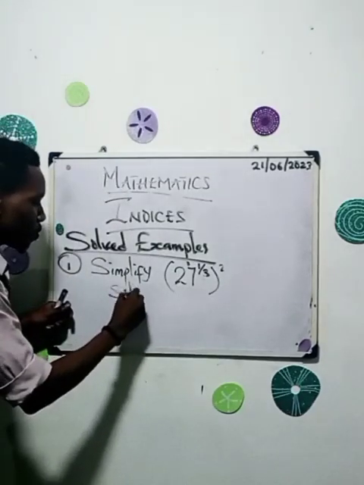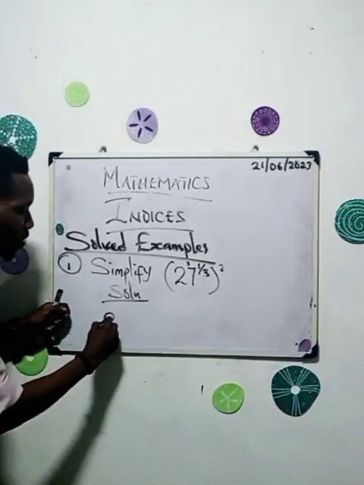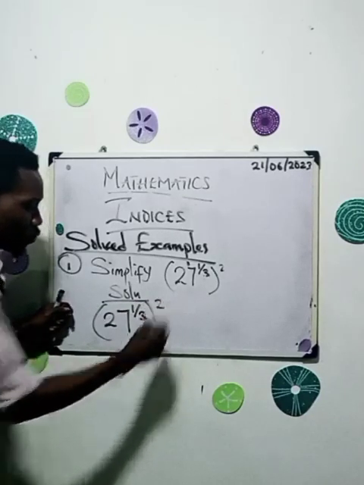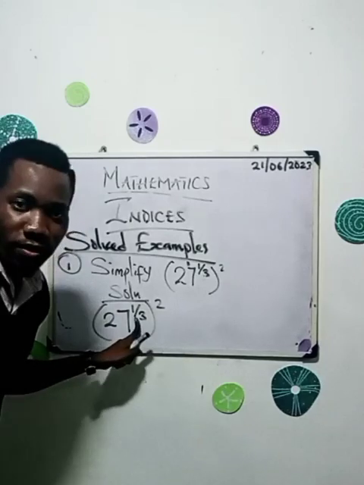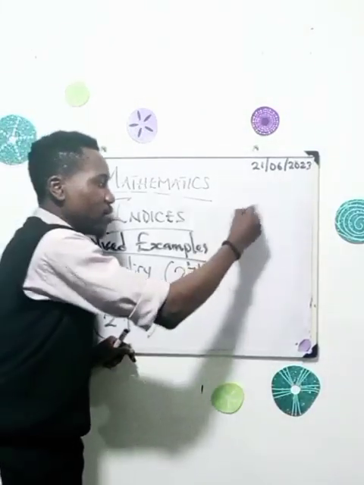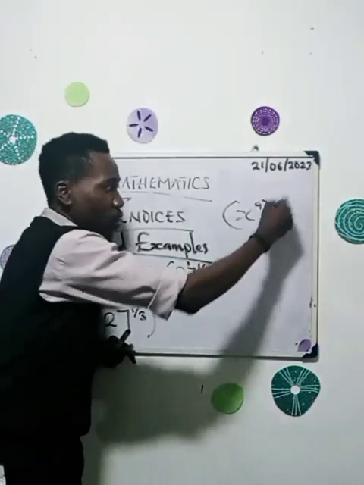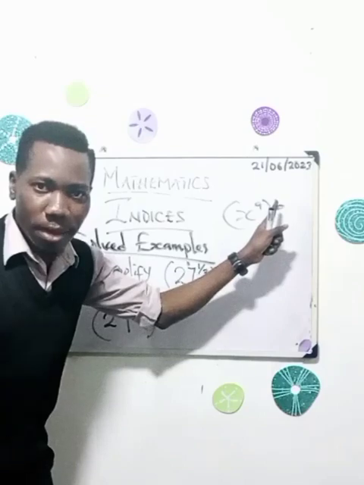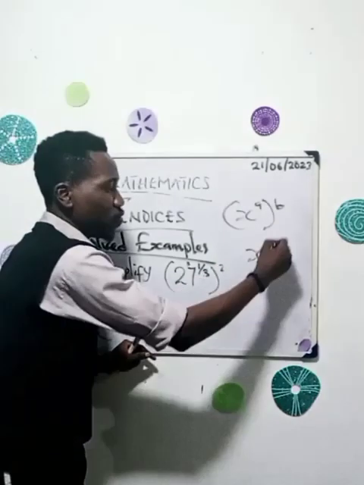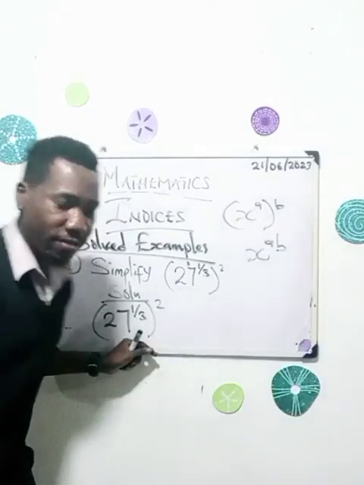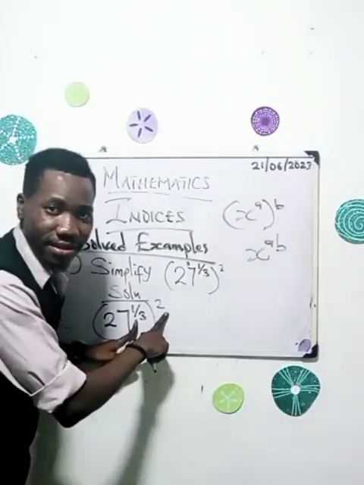Solution. So we have 27 raised to the power of 1 over 3, all raised to the power of 2. This multiplies this. Why? The rule says x raised to the power a, raised to the power of b, that a will multiply b. Remember, so you're going to have x raised to the power of what? a times b will give us ab. Right? So we applied that here.